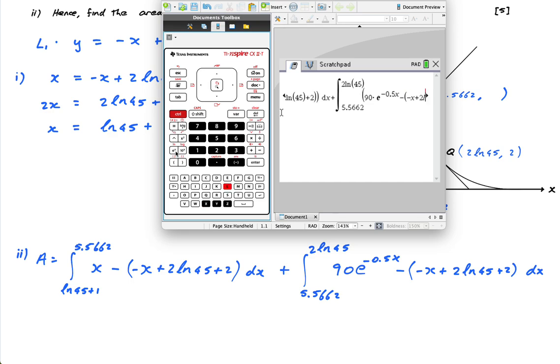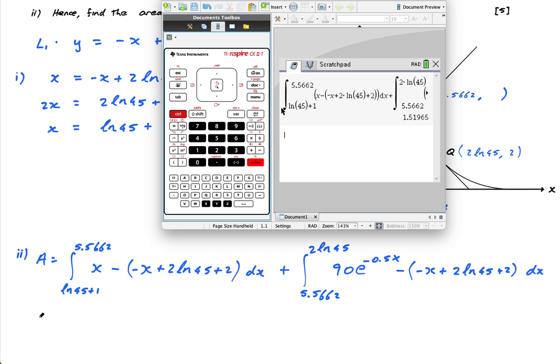Obviously, guys, loads of opportunity to make mistakes here, so be very, very careful. Actually, I'd probably recommend splitting it and doing two separate ones. But the working marks are for writing out the integrals. So that's the main thing that you have. Then ln of 45 plus 2, close my bracket again. This is dx. Hopefully this is right. I think that is correct.